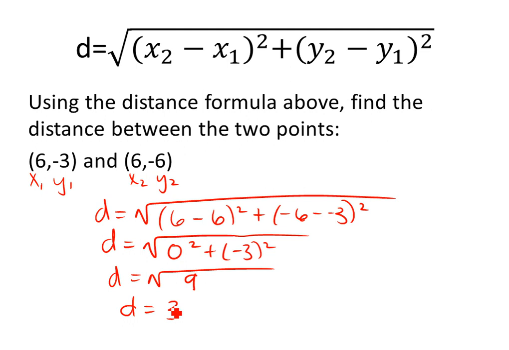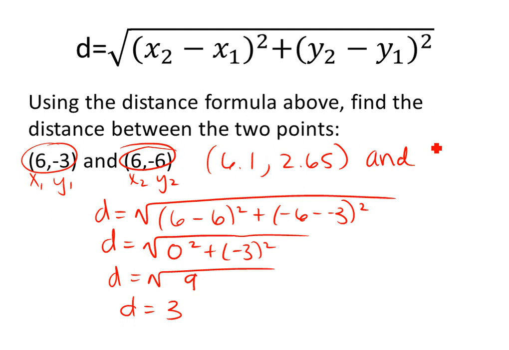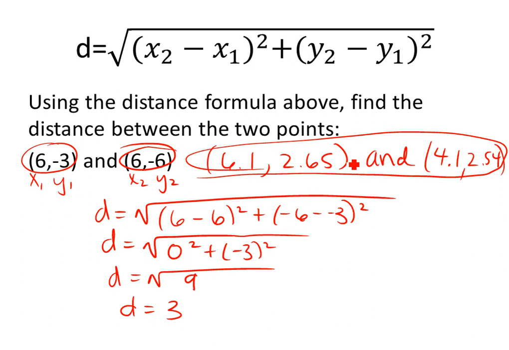Like I said, I showed you some examples where it worked out pretty nicely, but sometimes these coordinate points could be decimals like (6.1, 2.65) and things like that, and you want to know how to use the distance formula so that you can find the distance between the points if it's not so nice all the time. So that is an example of some coordinate points that you could use in the future for the distance formula.